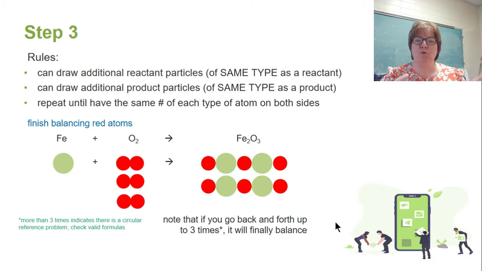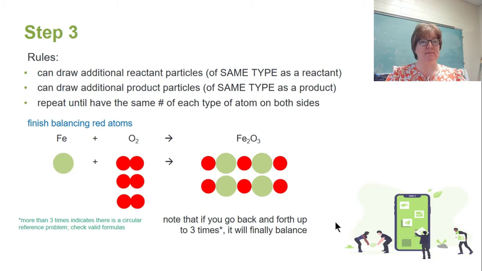Note that if you go back and forth up to 3 times, they will finally balance out. If it takes more than 3 times, that suggests there's some kind of circular reference, that there's an issue. Probably the chemical formulas aren't right, or something's wrong with your particle drawings. So up to 3 is good. After 3, you're spinning your wheels.